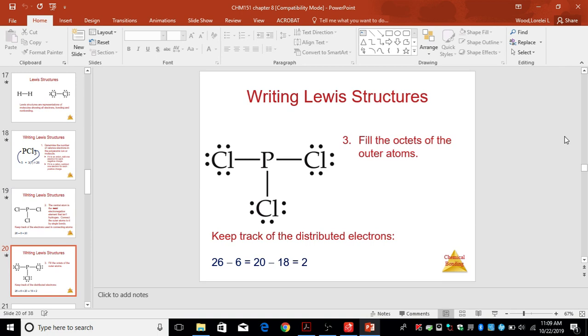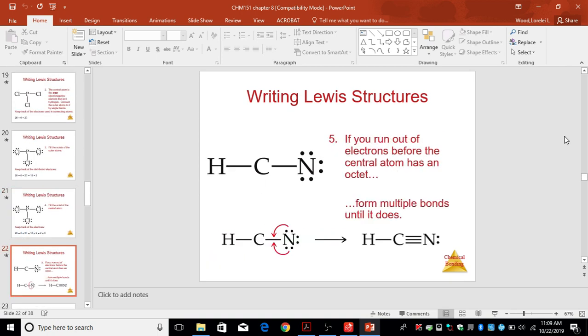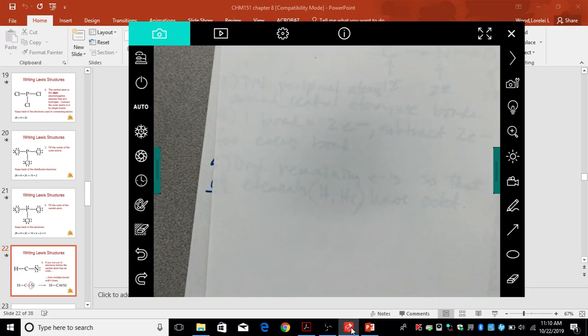So there's your Lewis structure. Good ways to practice. Make sure that you've got an octet. Now, if you don't have enough electrons, what you have to do is double bond. For example, let's see, HCN. Let's do this one on the ladybug so that we can see how that works. HCN.